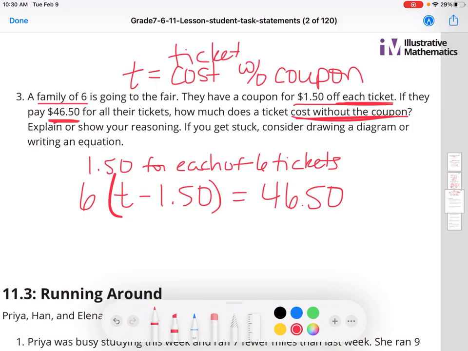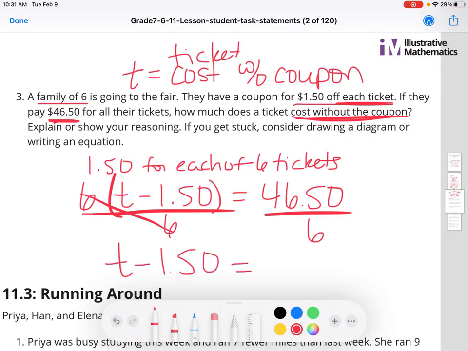So I can figure out what the cost of that ticket is before the coupon is applied. So again, I can use either method. I can use the distributive, or I can just divide both sides by 6. So if I divide both sides by 6, that's going to tell me what the discounted cost of the ticket was for each person. So that leaves me with T minus $1.50 is equal to $46.50 divided by 6. Okay, so $46.50 divided by 6 is $7.75. So $7.75 is what each person paid for their ticket after the coupon.